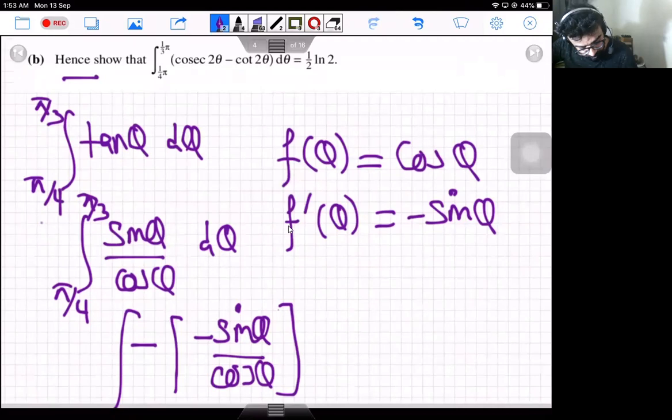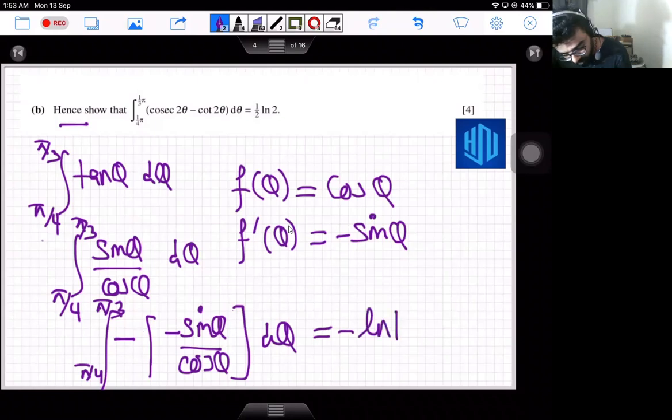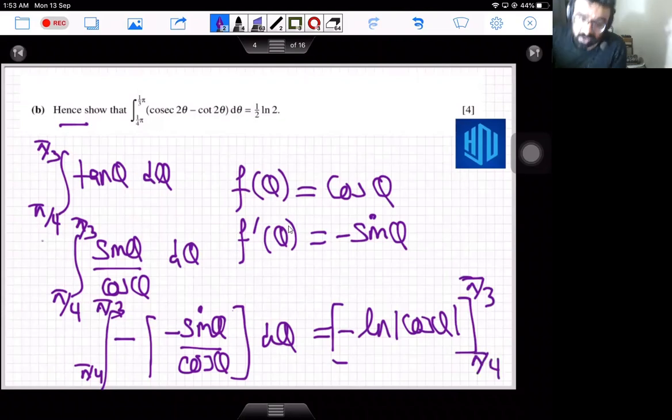Okay, the upper limit is pi over 3 and the lower limit is pi over 4. Now you can actually use this procedure. Now your fraction is exactly in the form of f dash theta over f theta. The derivative of the denominator turns out to be exactly in the numerator. Since there is a minus sign already over here, this would be minus ln cos theta, and the limits are from pi over 3 till pi over 4. No need to add a constant term.